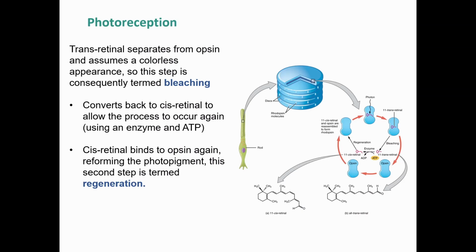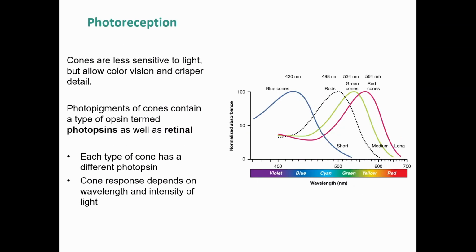This is how we detect light, right? We're just going through this over and over again. Now, cones are less sensitive to light, right? So they require more light in order to function. But it helps us with color vision and it gives us crisper, clearer detail.